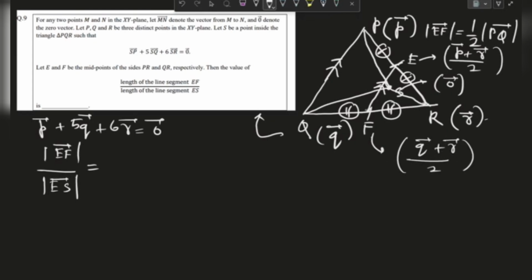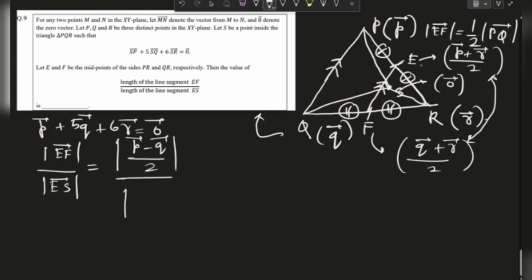Now if we are to find EF vector, so basically if we subtract these two vectors, R vector will get cancelled, so it is basically mod of (P vector minus Q vector) by 2. And if we are to find ES vector, S vector is basically, I'm writing this for clarity, R0 vector. So ES vector will be basically E vector, which is (P vector plus R vector) by 2. So I guess we can't reduce this like this. Okay, we will use this result.